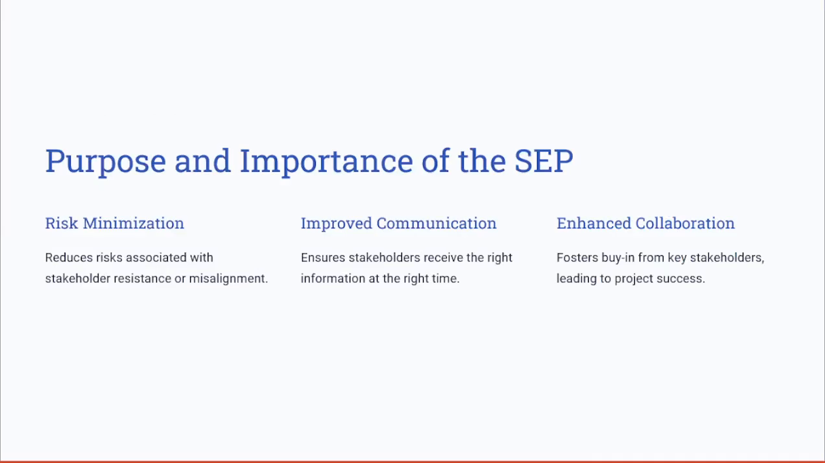The main purpose and importance of the stakeholder engagement plan. The purpose of a stakeholder engagement plan is to mitigate the risks related to stakeholder misalignment. It fosters better communication and transparency, helping ensure that all of the stakeholders are aligned with the project goals. Without this plan, the project manager risks facing significant delays or resistance, as stakeholders may feel overlooked or uninformed. An effective stakeholder engagement plan fosters strong collaboration, ensuring that all of the stakeholders are on the same page.